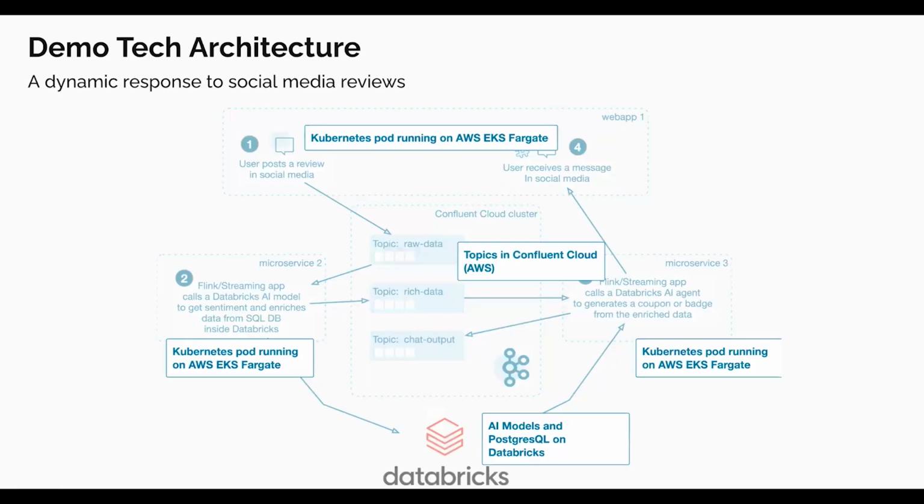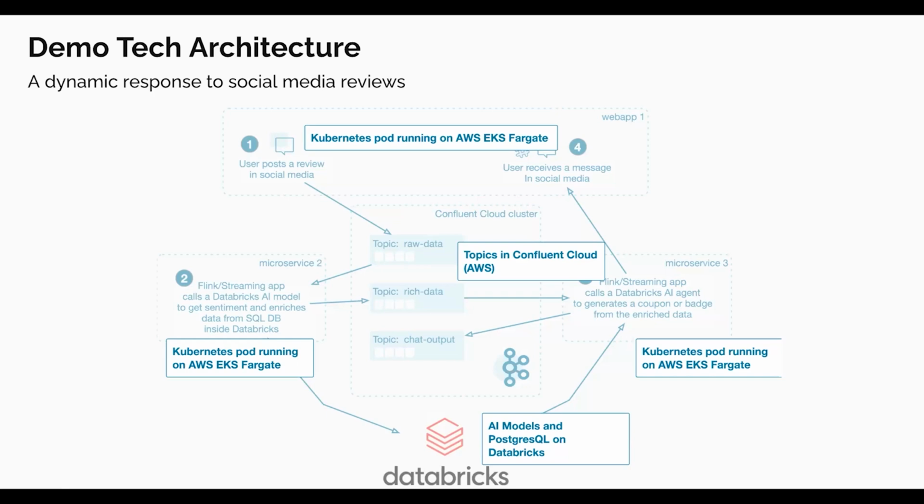So pretty much everything is running on EKS, on Kubernetes within AWS. We'll show you a little bit of that as well. Of course, we're using Confluent Cloud as the messaging system, and then we're also using AI models and PostgreSQL from Databricks. So let's jump into the demo.